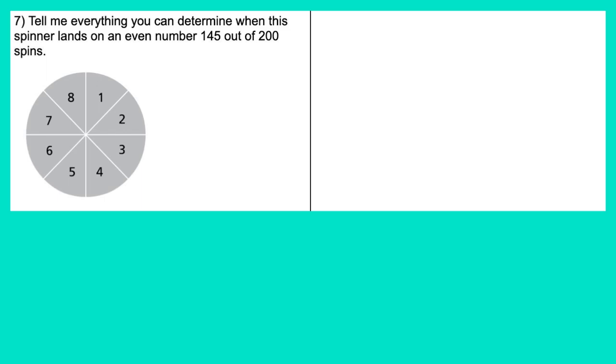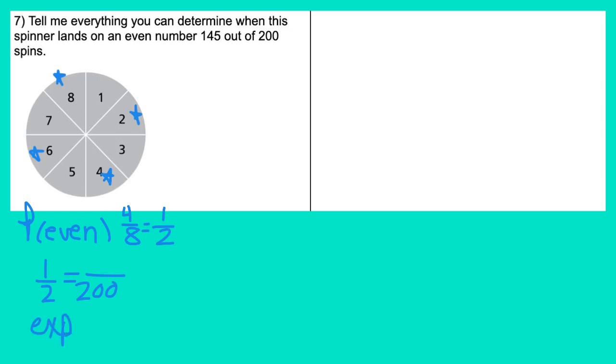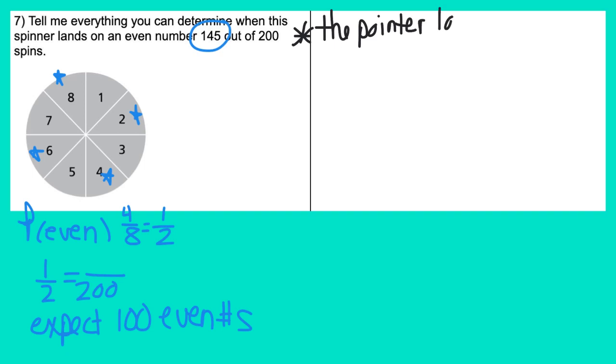Question number 7 says, tell me everything you can determine when the spinner lands on an even number 145 out of 200 spins. All right, so in theory, to get the probability of an even number, 1, 2, 3, 4 out of 8, or half of them are even numbers. So if I'm going to spin it 200 times, I would expect 100 even numbers. But I got 145 even numbers. So I can say the pointer landed on even more than expected.